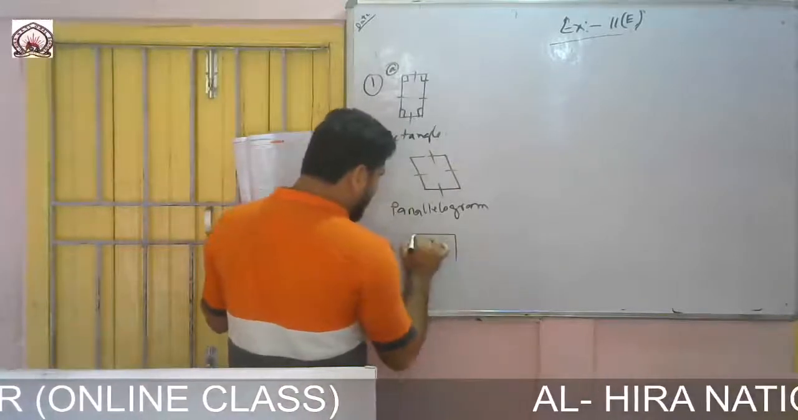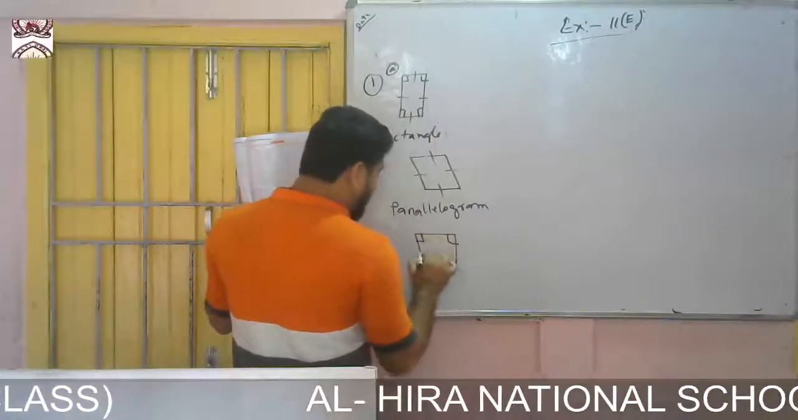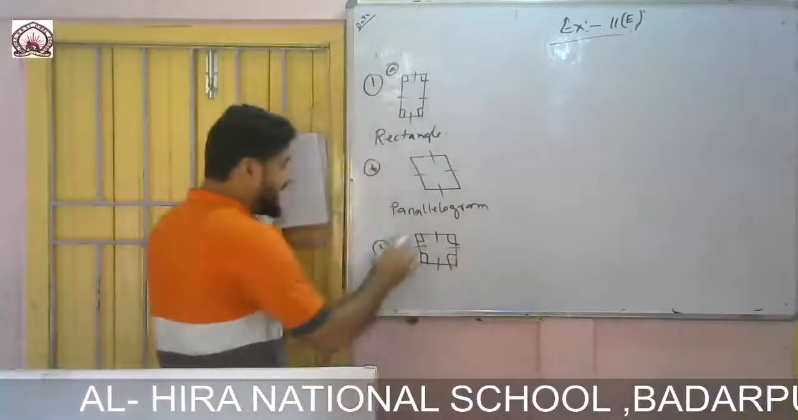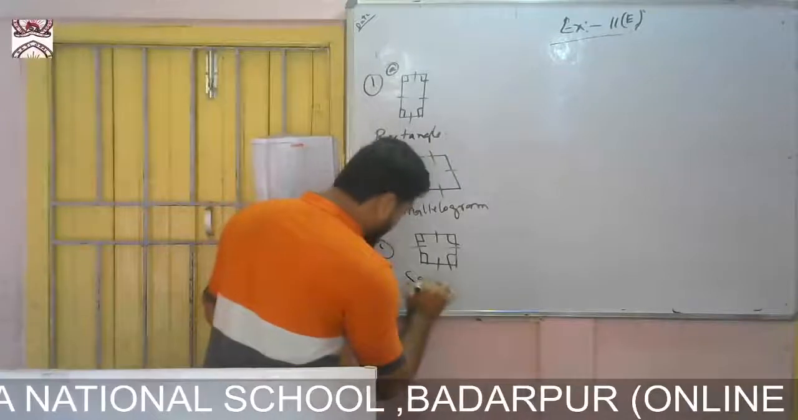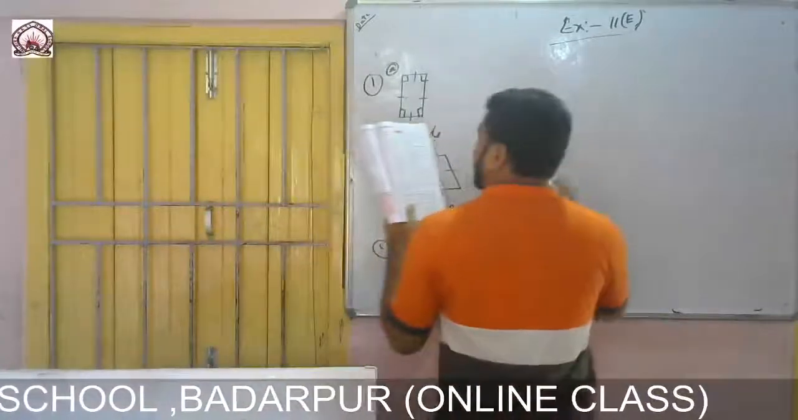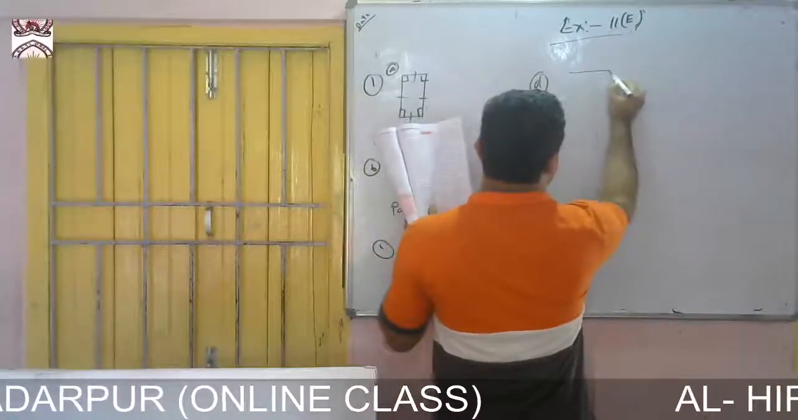All the sides are equal, and this side is equal to this side, this side is equal to this side, and all the angles are at 90 degrees. So it is a square. Now come to D. So D, what is there? It will be a trapezium.